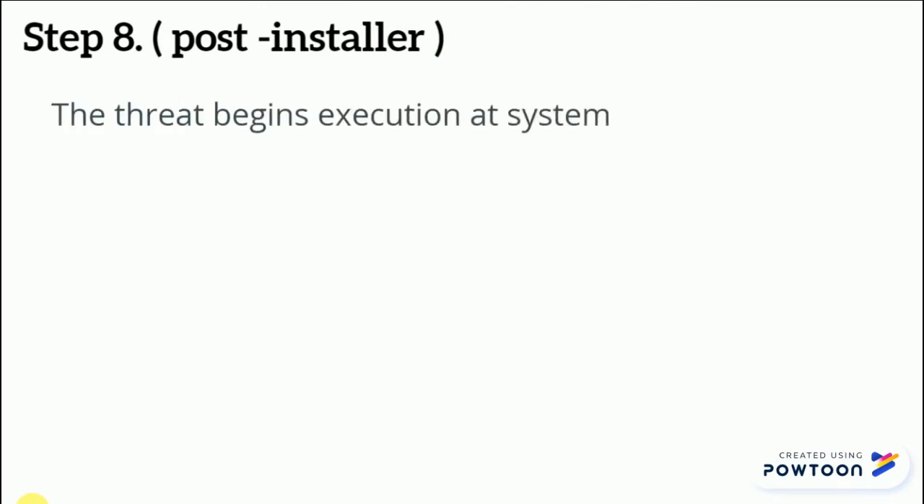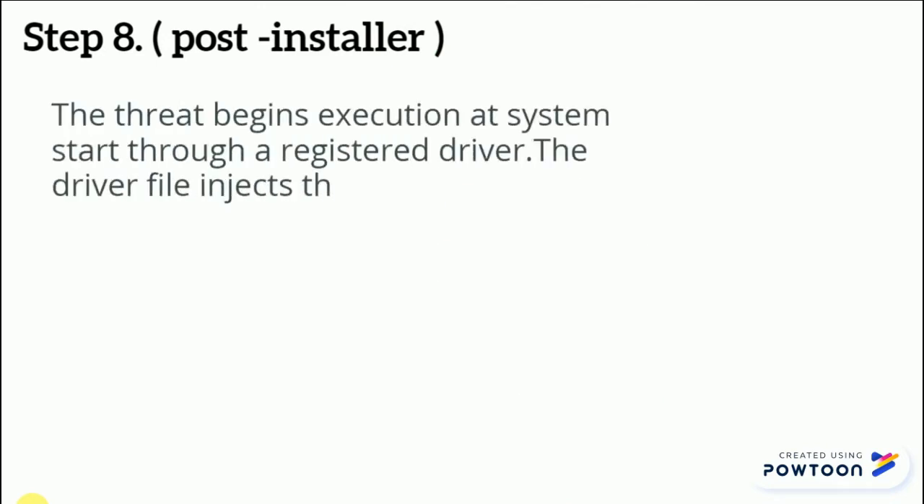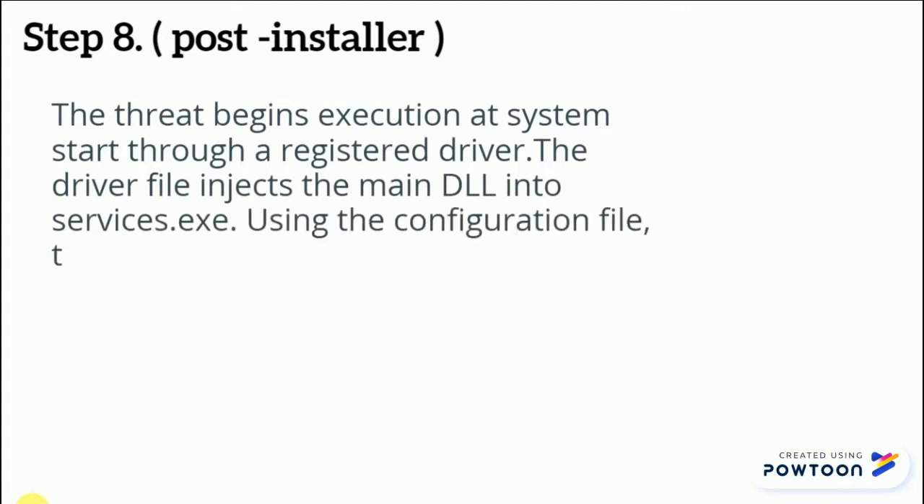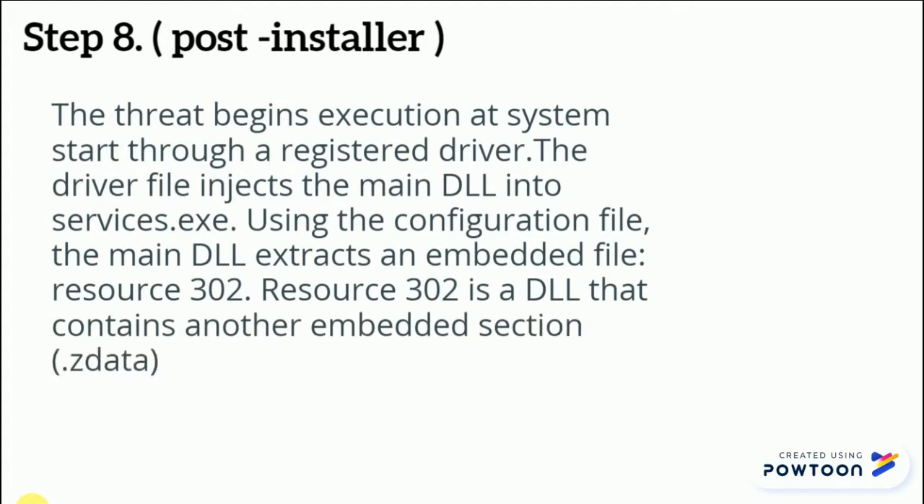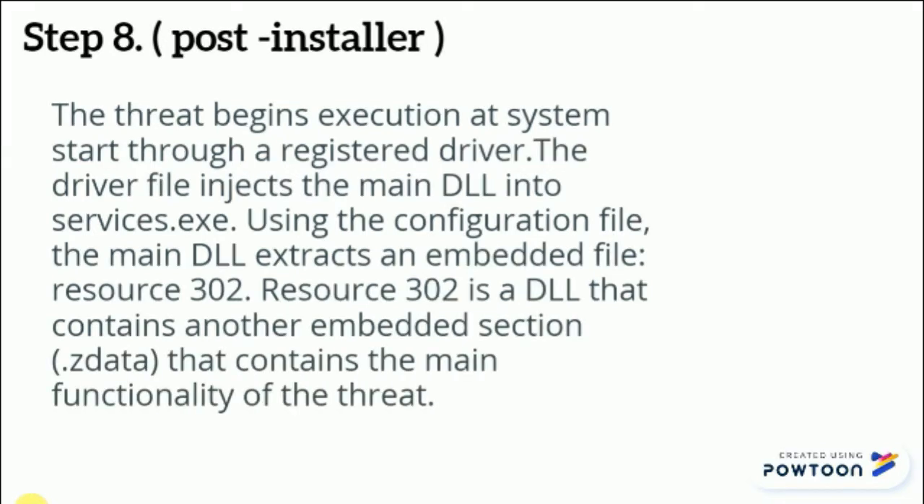After the load point driver is loaded into the system and bound to a newly created service, it will be automatically invoked when the computer starts. After this process is done, the driver file injects the main DLL into services.exe. Using the configuration file, the main DLL extracts an embedded file, Resource 302. Resource 302 is a DLL that contains another embedded section, .zdata, that contains the main functionality of the threat.